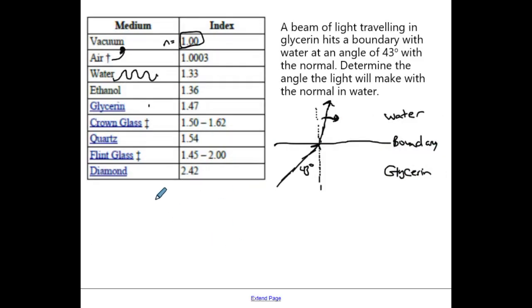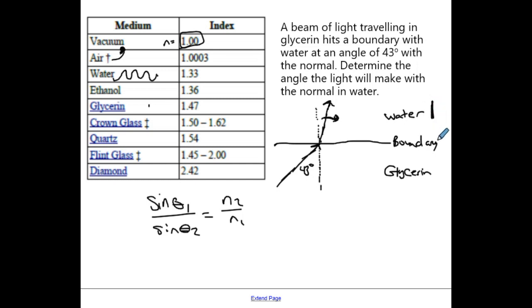The way this law works is that sine of theta 1 over sine of theta 2 is equivalent to n2 over n1. So there's the part of the law we're going to use. And then the last thing I'm going to point out is that whenever I solve a question like this, I always like to make sure I label which side is which.